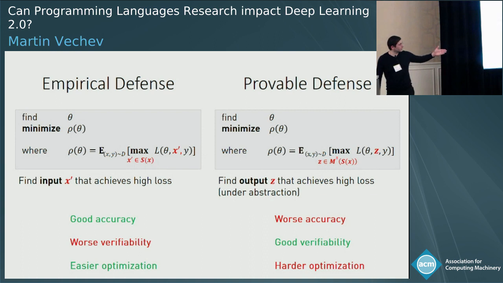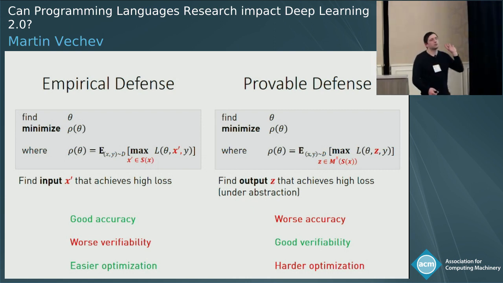You know, and the one on the right has bad accuracy, the 70% that we showed, but better verifiability. You can prove more things robust, but it's a much harder optimization problem. So now when you see them side by side, one on the left, one on the right, what are you thinking? You're thinking, what's in the middle?